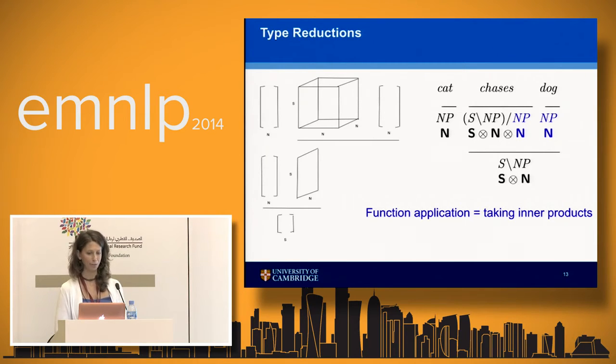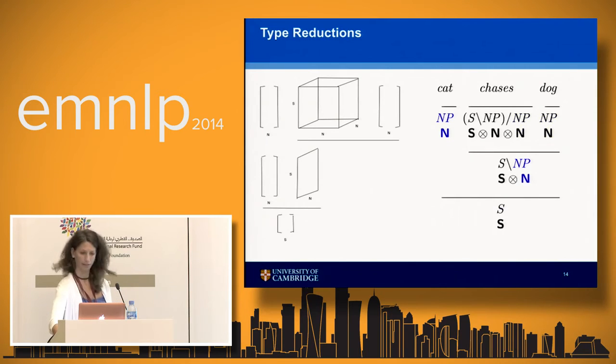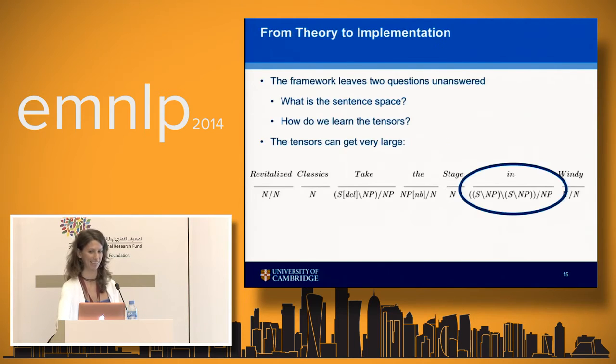And like in the adjective noun framework, function application, so applying the object noun to the function chases, is equivalent to taking the inner product. So this is considered tensor contraction. And again, this is a product, and you can see quite easily how it will work. And of course, you can continue the multiplication. So once you do the object with the verb, dog with chases, you can then go ahead and apply cat with chases, and you can get the sentence space.